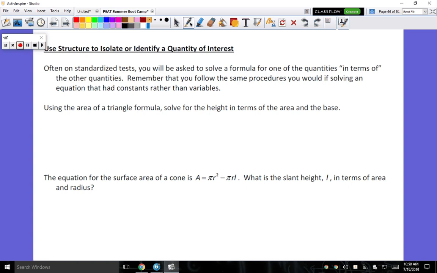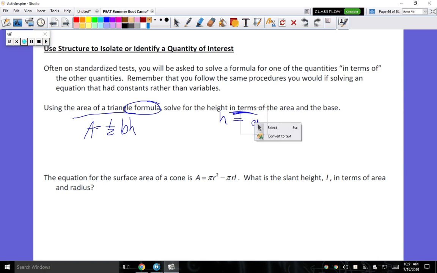Alright, so let's move on. Use structures to isolate or identify quantity of interest. Okay, so using the area of a triangle formula, which is 1/2 times base times height, solve for the height in terms of the area and base.